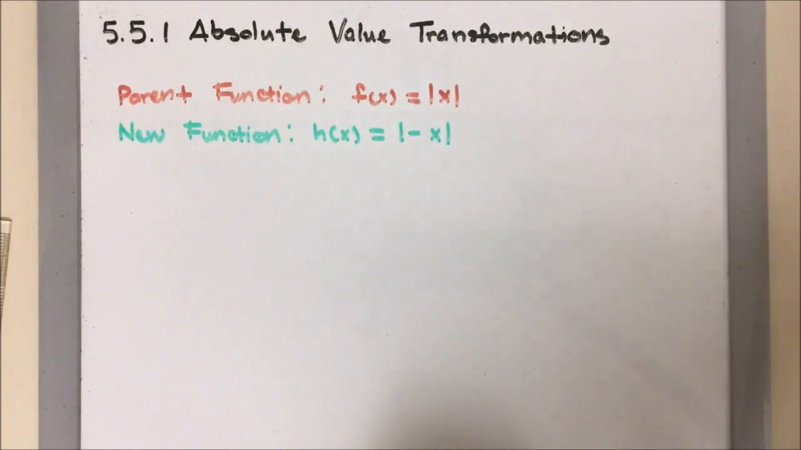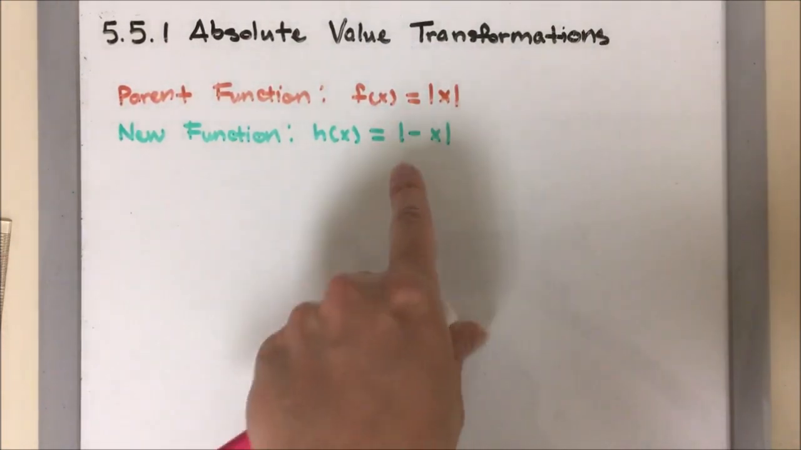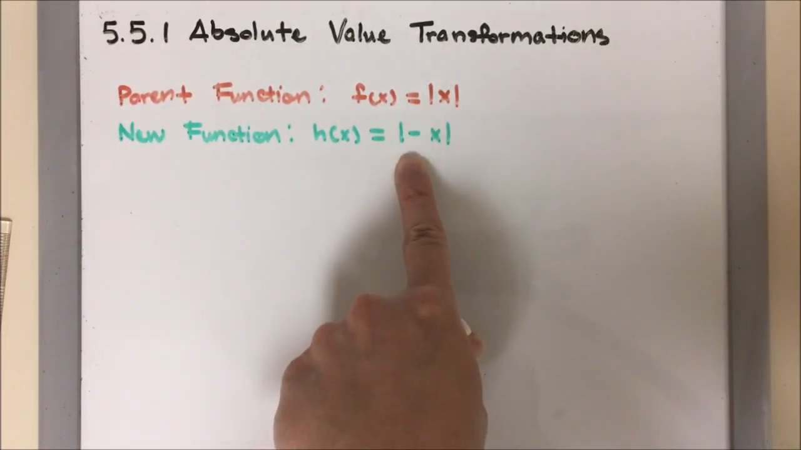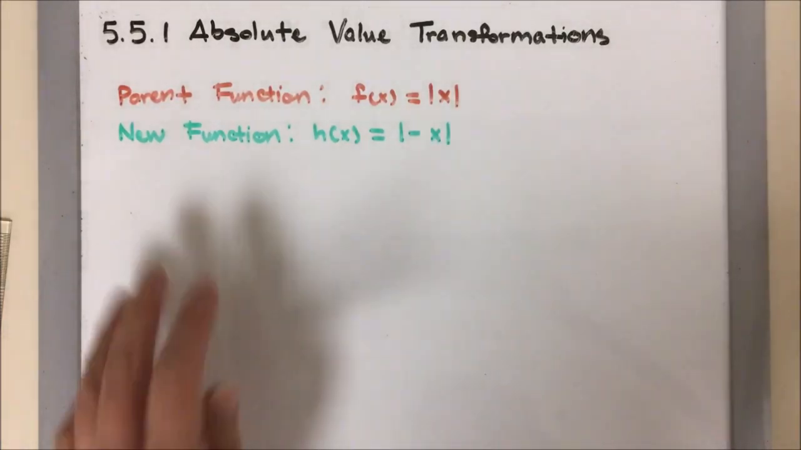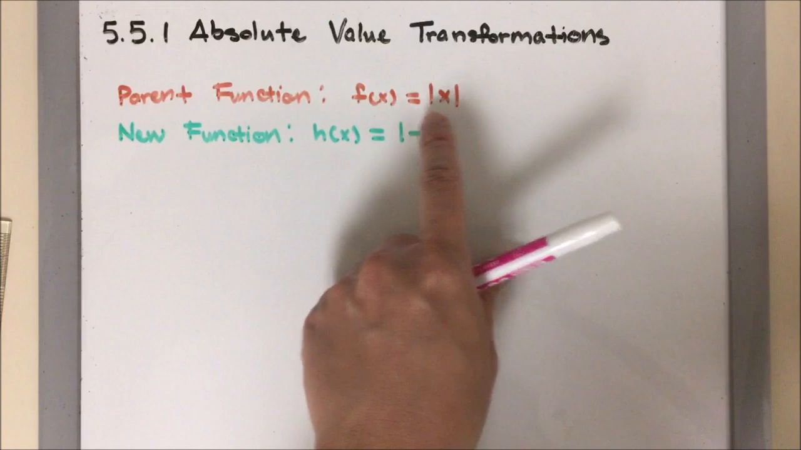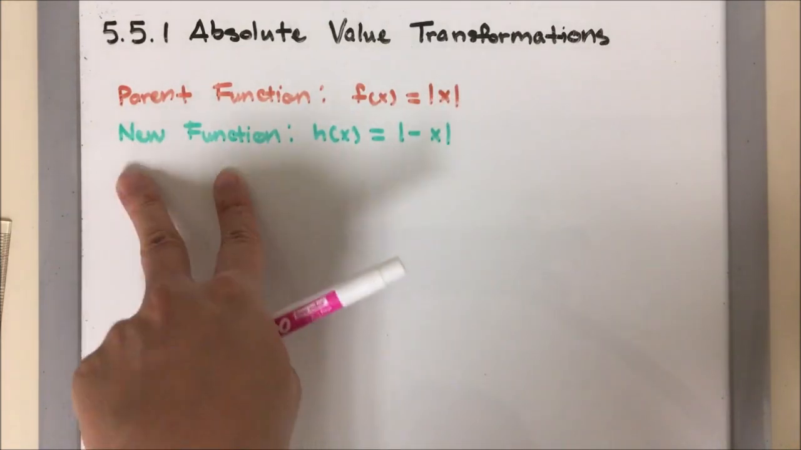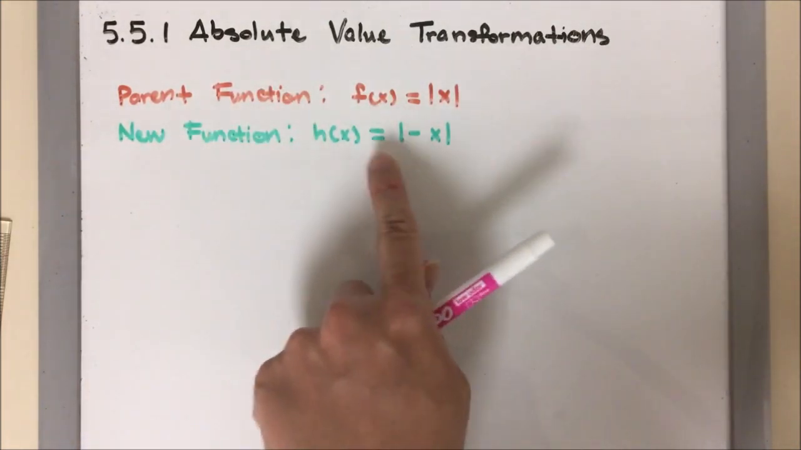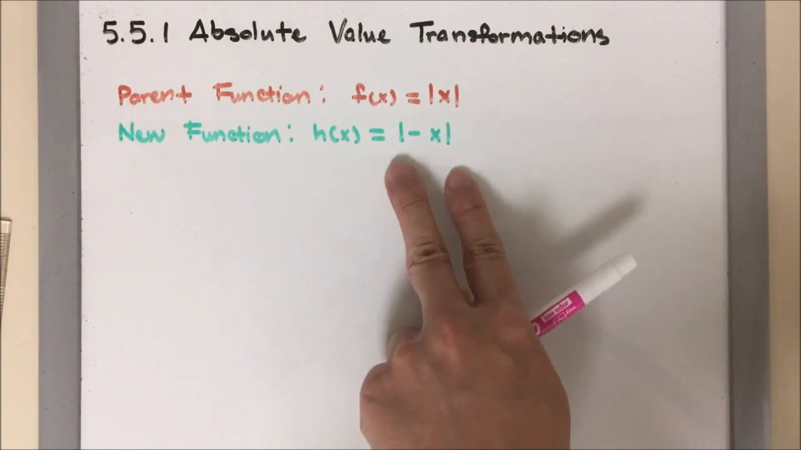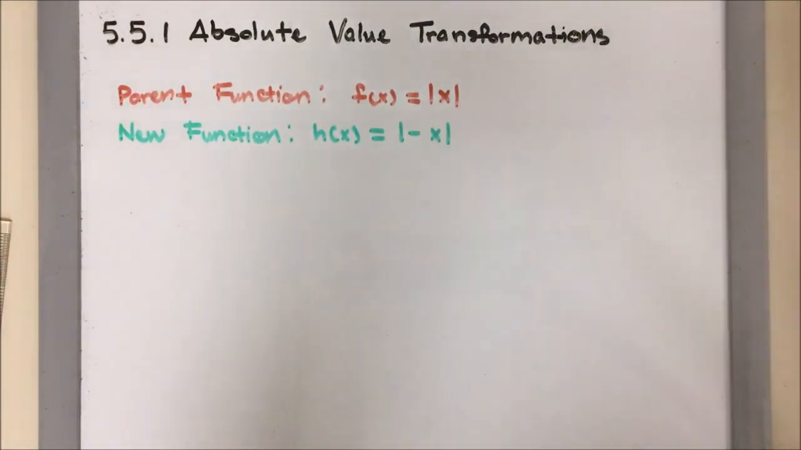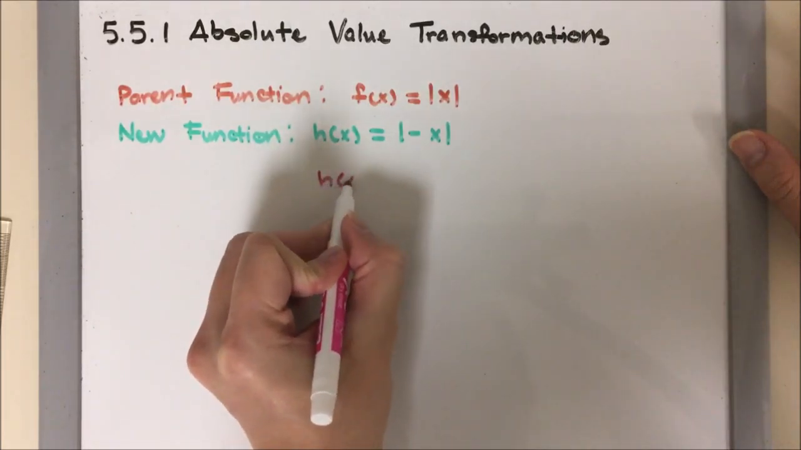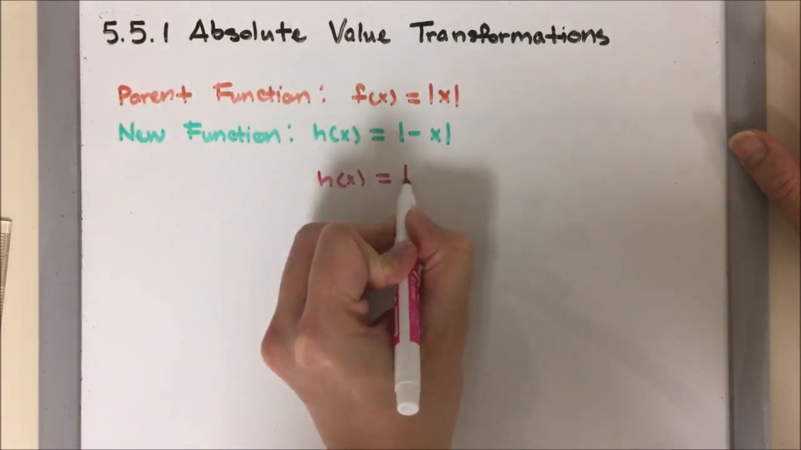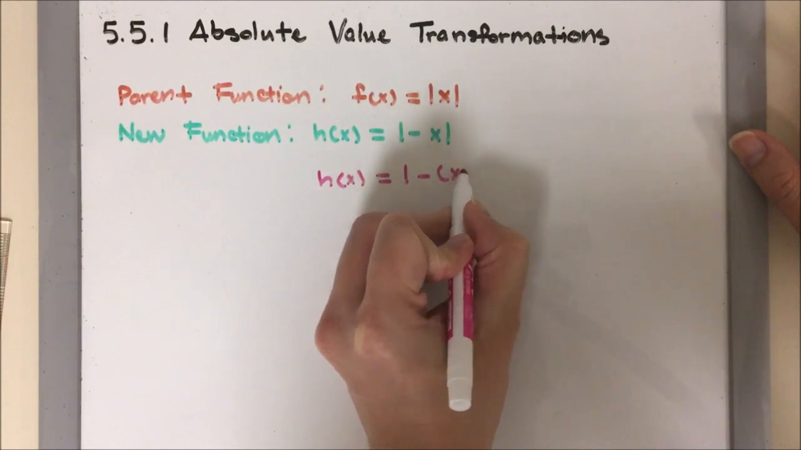So in the next part, I'm talking about where the negative is inside the absolute value line, but also in front of the x. Again, here's the parent function, f of x equals the absolute value of x. Now the new function, h of x equals the absolute value of negative x. You can also rewrite this as h of x equals the absolute value of negative parenthesis x.